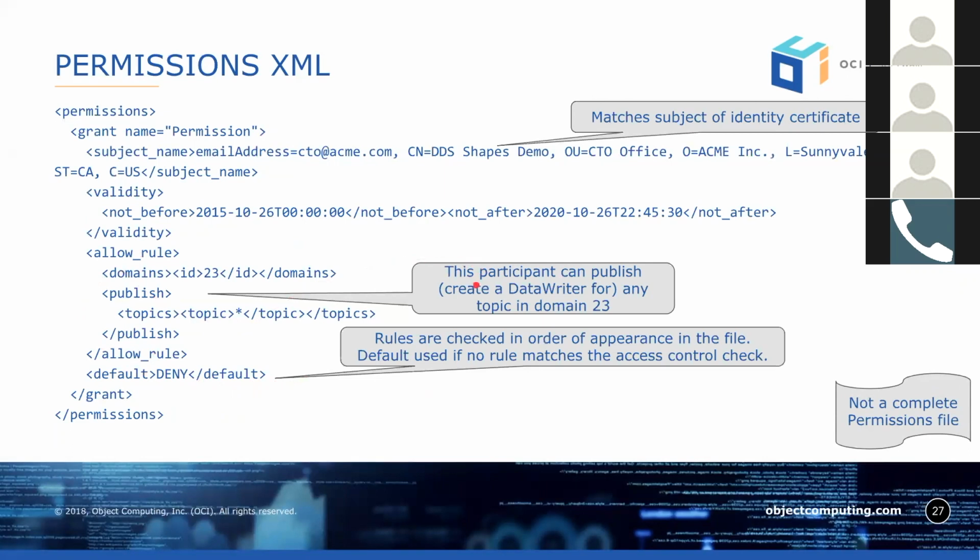In this case, let's say we're going to create a data writer, because this is happening in our device simulator application that needs to publish into DDS. This rule, assuming our domain ID matches, which it does in this case, allows publishing on any topic. So we could have written this to be specific to the topic. In this case, it's just star. So this participant can publish, create a data writer for any topic in this domain. The rules are checked in the order they occur in the file, and if no matching rule is seen for the access control check, it'll go to the default.